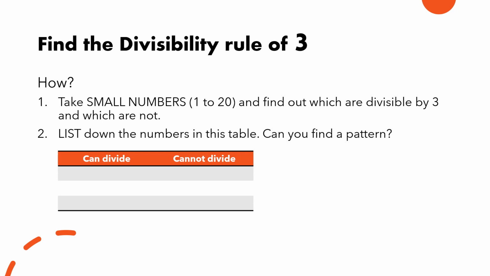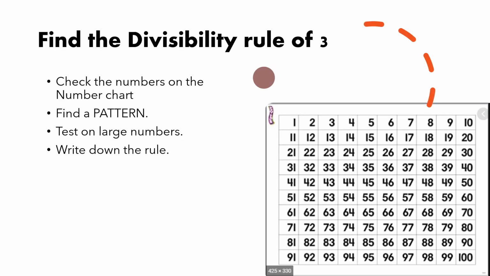Then you will look for a pattern. You can do this in the next 5 minutes. We will also look at the number chart when we are doing the divisibility rule of 3.